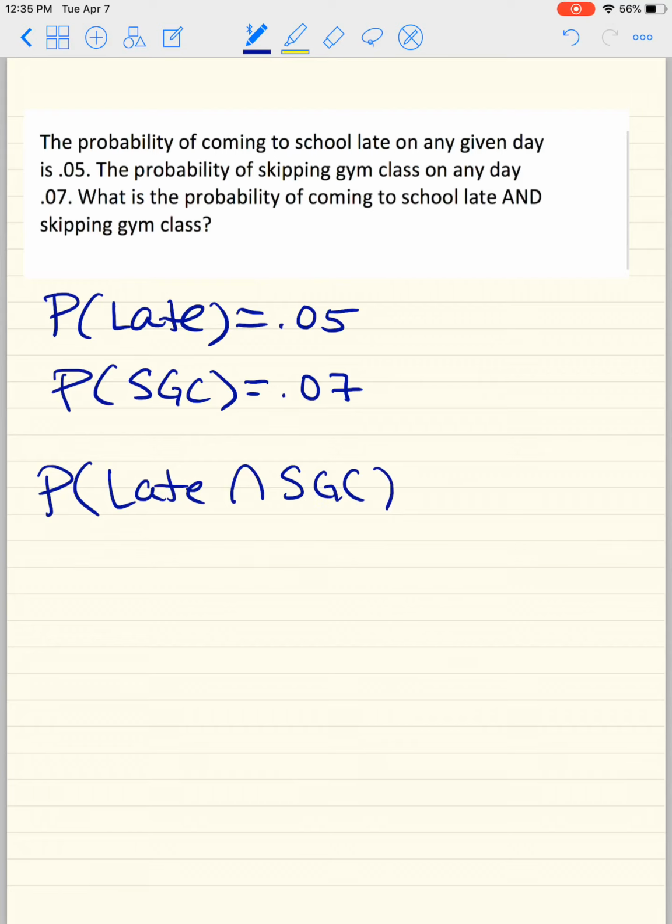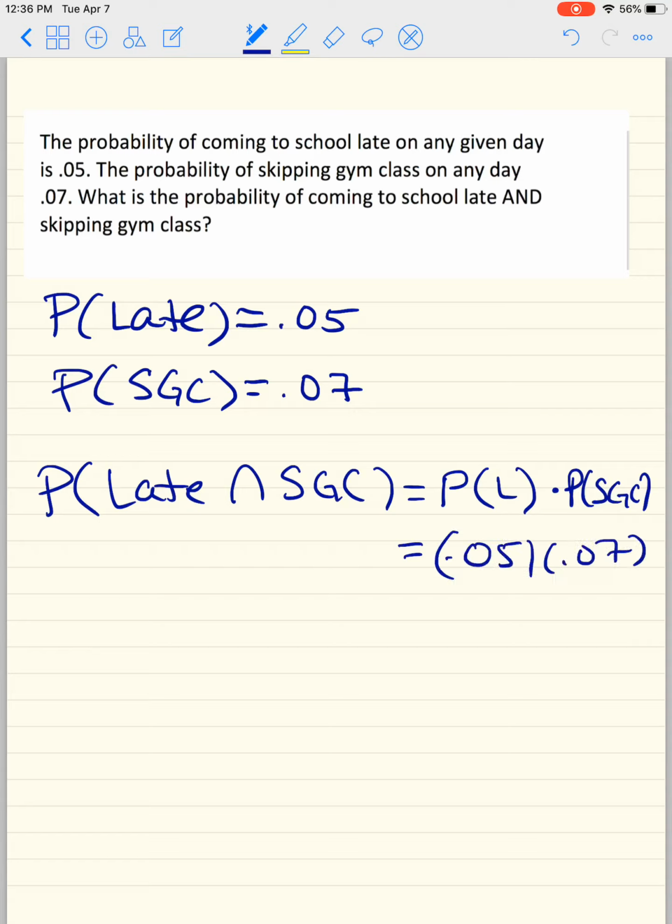skipping gym class? Well, first we have to make sure that they are independent. So I'm going to assume in this case that they are independent. Then that's just going to be the product of the two. So that's 0.05 times 0.07, and that's actually going to be really, really small. I'm going to use my calculator for this. I don't want to mess up with my decimals, and it's going to be 0.0035. Okay, you could tell there's going to be 4 places because of the 2 and the 2.